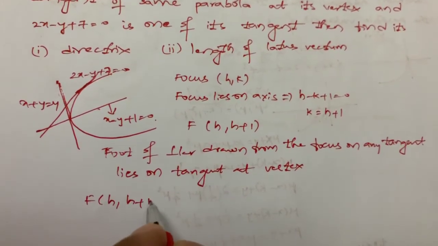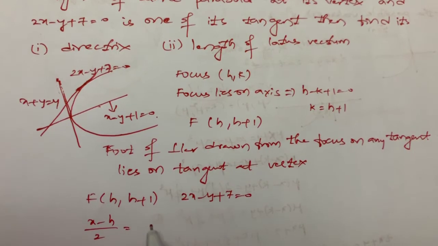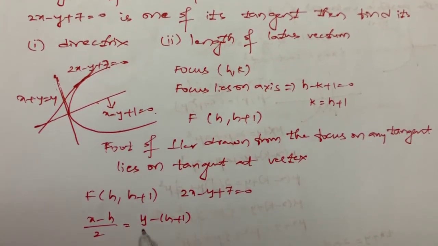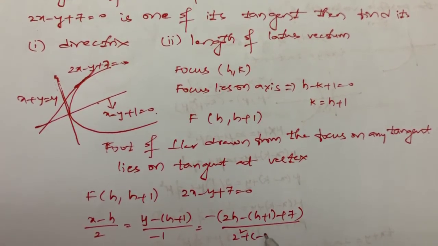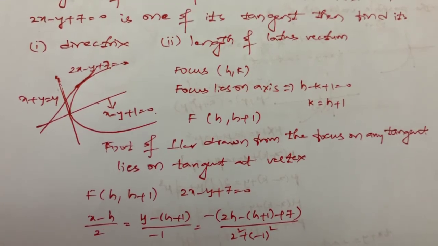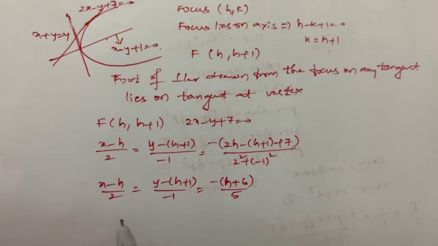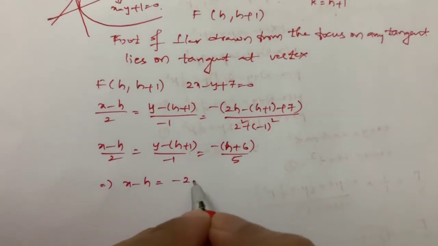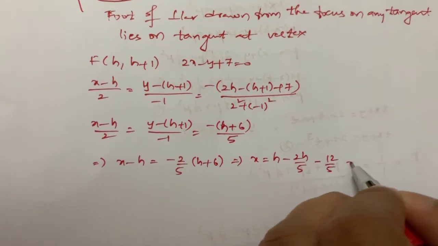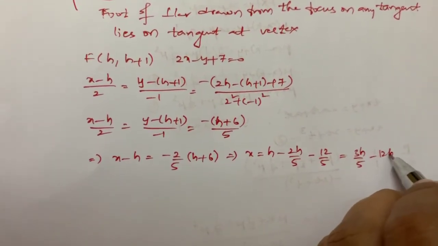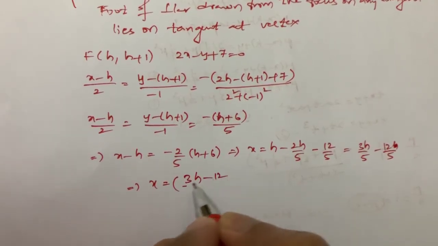So F is h comma h plus 1. The tangent given is 2x minus y plus 7 is equal to 0. So (x minus h) by 2 is equal to (y minus (h plus 1)) by minus 1, is equal to minus of (2h minus (h plus 1) plus 7) by (2 square plus minus 1 square), which is minus of (h plus 6) by 5. So x minus h is equal to minus 2 by 5 into (h plus 6). So x is equal to h minus 2h by 5 minus 12 by 5, which is 3h by 5 minus 12 by 5. So the x coordinate of the foot of the perpendicular is (3h minus 12) by 5.